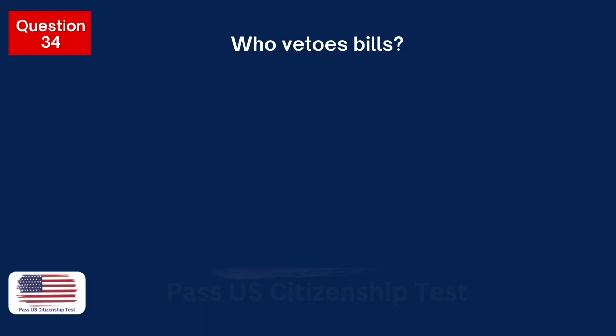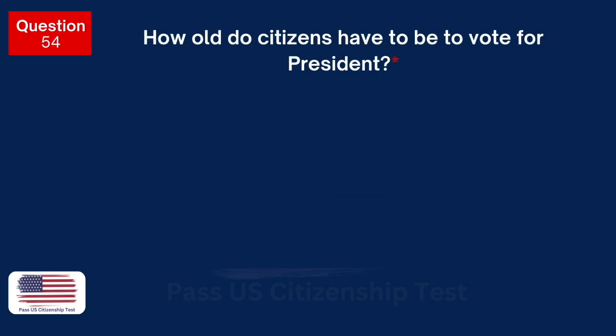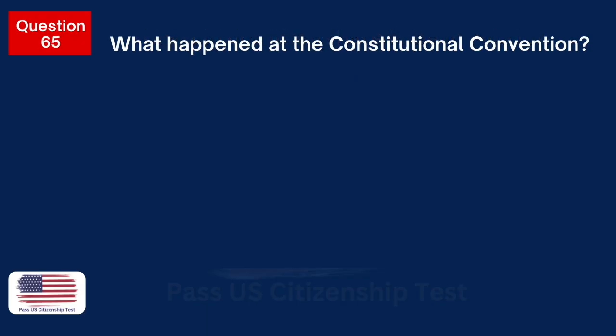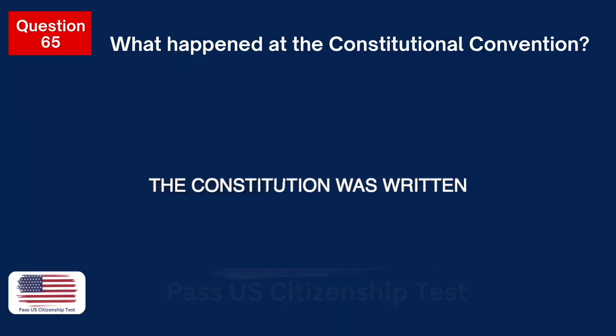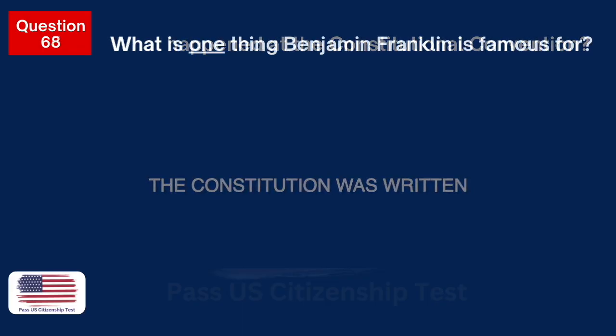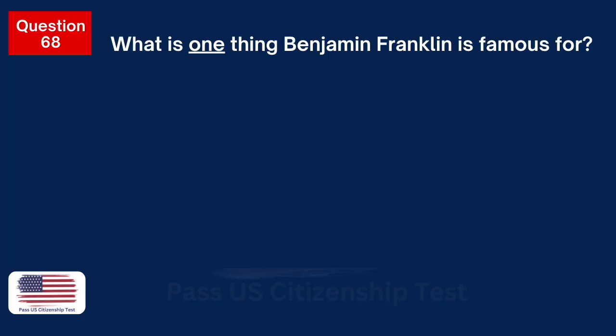Who vetoes bills? The President. How old do citizens have to be to vote for president? 18 and older. What happened at the Constitutional Convention? The Constitution was written. What is one thing Benjamin Franklin is famous for? U.S. diplomat.